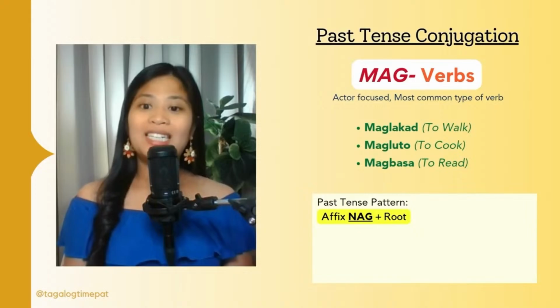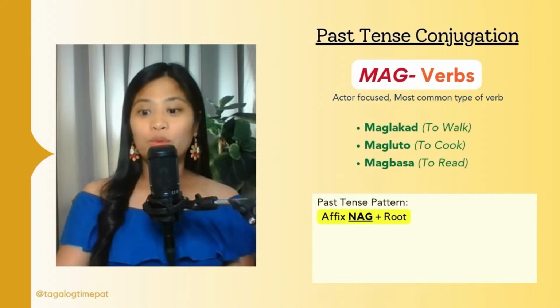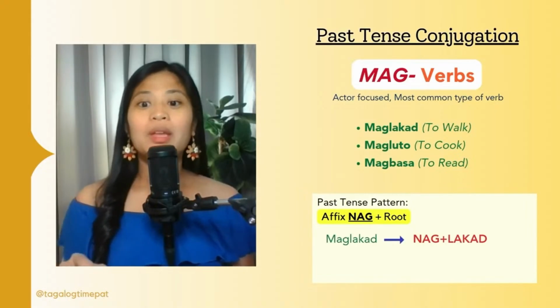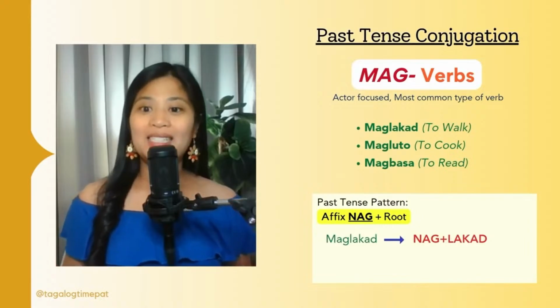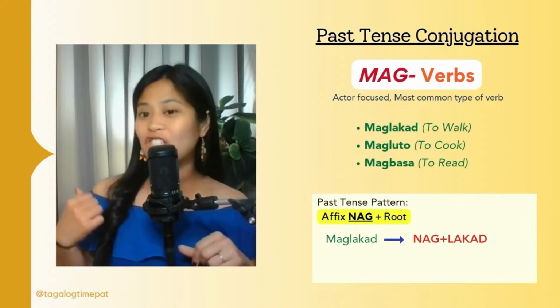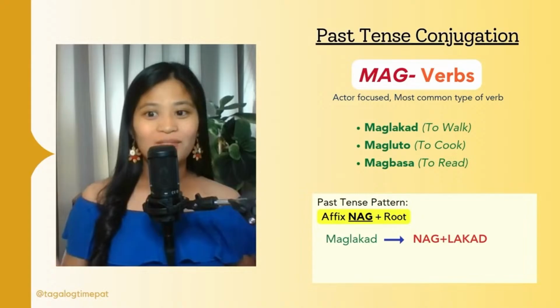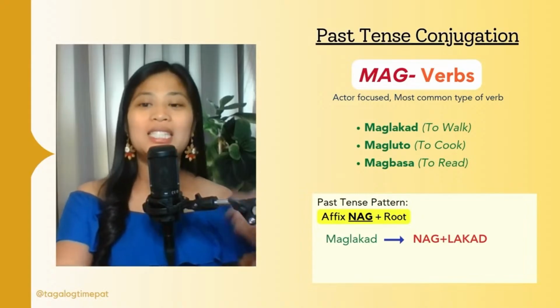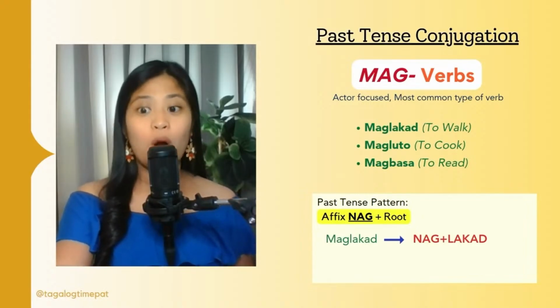So now the pattern is nag plus the root. For example, maglakad in the past tense is naglakad. Naglakad ako, I walked. Naglakad siya, she walked. So naglakad is the past tense of to walk in Tagalog.